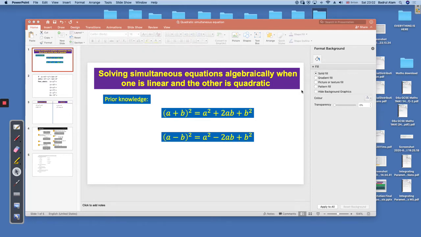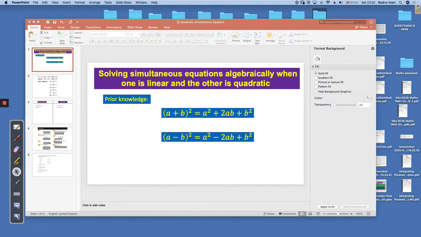Hello everyone. Today we'll learn how to solve simultaneous equations which are quadratic. So you will see one equation is quadratic, the other one is linear. So let's look at this first.